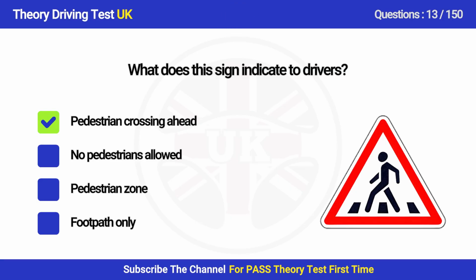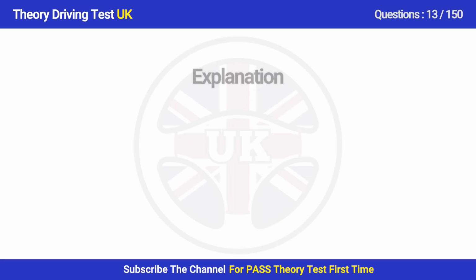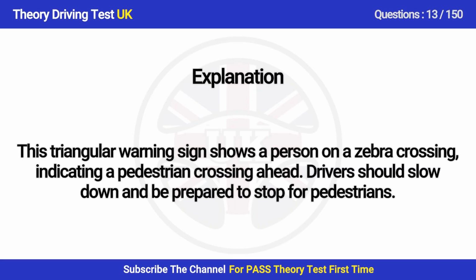Answer is A. Pedestrian crossing ahead. This triangular warning sign shows a person on a zebra crossing, indicating a pedestrian crossing ahead. Drivers should slow down and be prepared to stop for pedestrians.